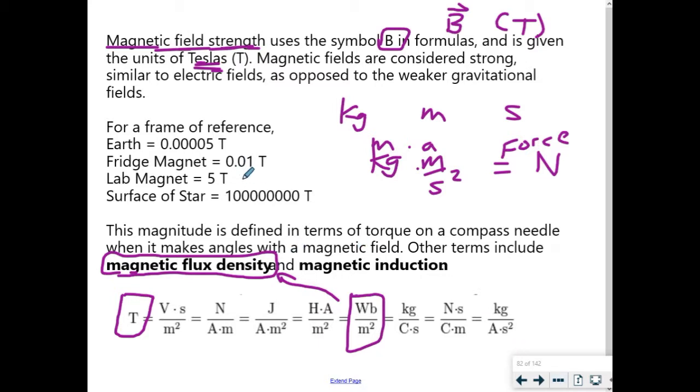Magnets are really hard for us to have a frame of reference for as well, so I put a couple of things down on here for you to be aware of. The Earth's magnetic field is actually ridiculously small. It's 5 times 10 to the minus 5 Teslas. So it's barely noticeable, but it's enough that we can have a compass work. Believe it or not, fridge magnets and lab magnets are way stronger in terms of a field than the Earth itself. Kind of crazy. The surface of a star, by the way, is a massive magnet as well. So there's a lot of electromagnetic fields obviously coming off of the sun.